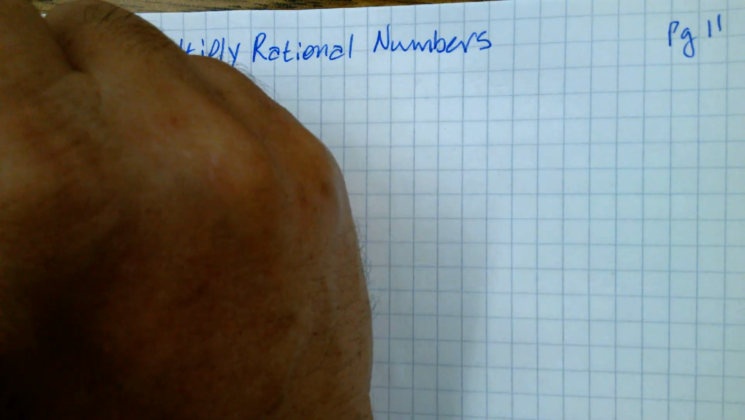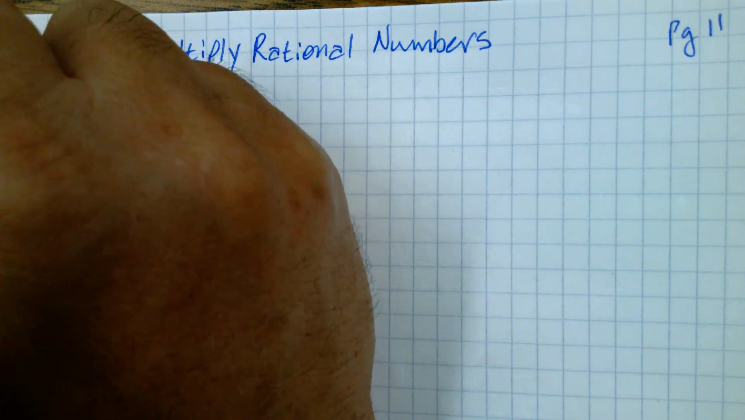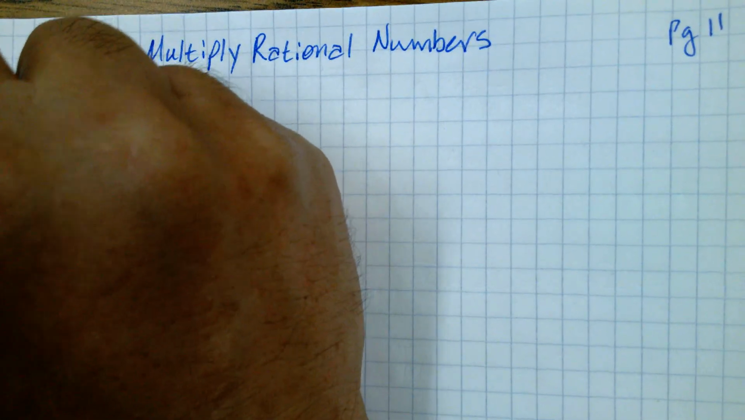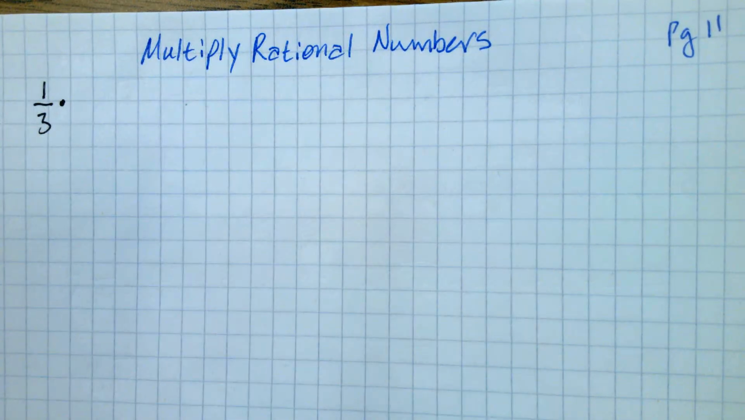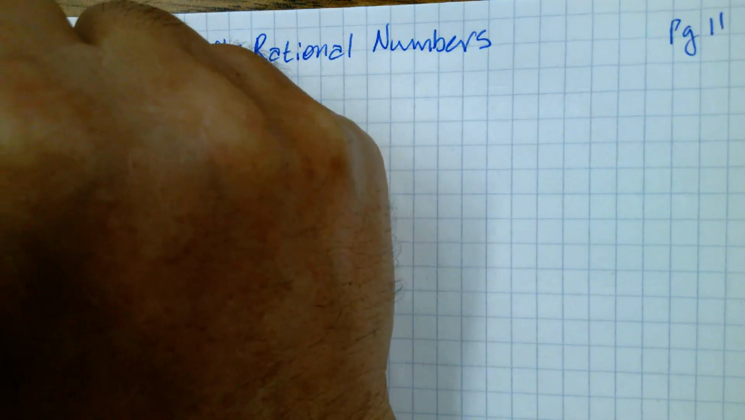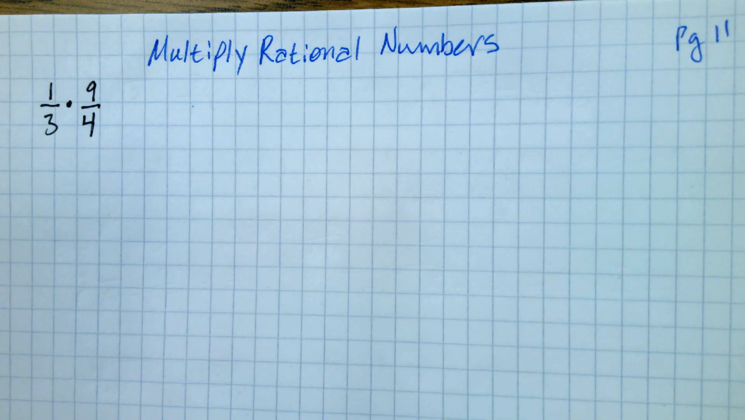So basically, we're going to multiply some rational numbers. I want to just see kind of what you remember. Suppose I have 1/3, and I'm going to use the dot for multiplication. And I'm going to multiply that by the number 9/4. So write that down. 1/3 times 9/4. Have you done this before? I want to see what you remember about this.